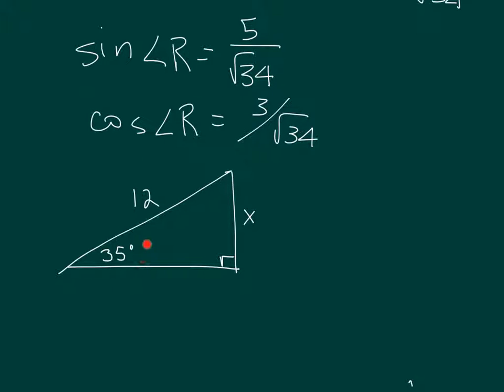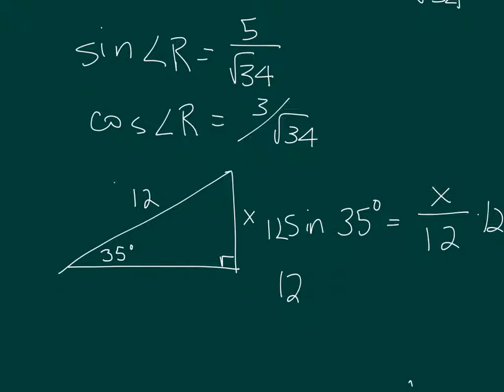And if we are sitting right at this angle, notice the parts we have. We have the opposite leg and the hypotenuse. Opposite leg and the hypotenuse is sine. So I'm going to write down the sine of 35 degrees is the opposite over the hypotenuse. I want to solve this for x, so I'm going to multiply both sides by 12. So this becomes 12 times the sine of 35 degrees is x.